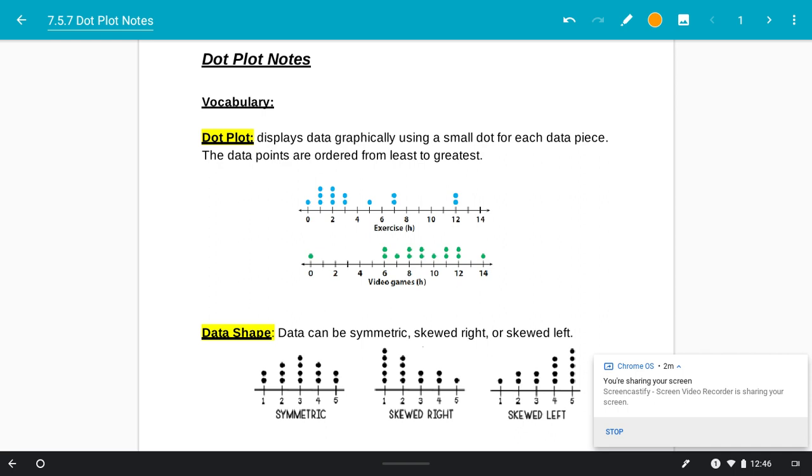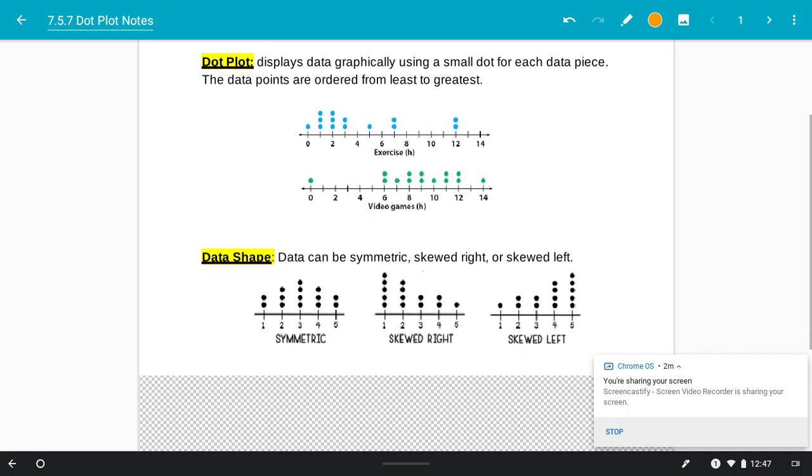So we can read this by looking at the frequency. The dot plots are really a great way of seeing 2 things. 1, the frequency of how often something occurred, right? So we can see the more dots, the higher the spike, the more frequently that occurred. We can also see the shape of our data. So let's talk about that.